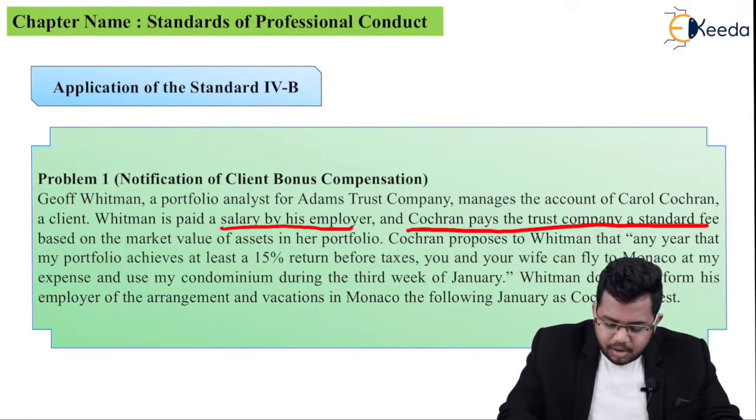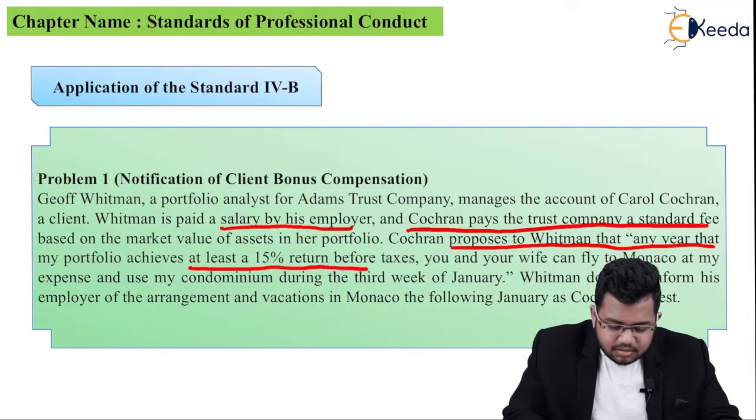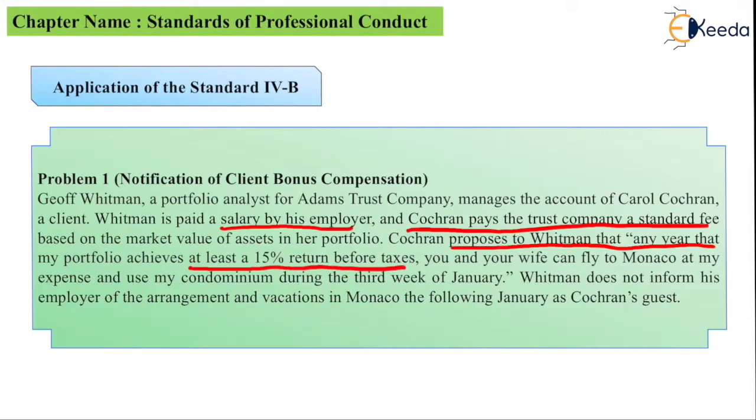Then Cochran proposes to Whitman that any year that my portfolio achieves at least 15% return before taxes, you and your wife can fly to Monaco at my expense and use my condominium during the third week of January. देखो क्या हो रहा है.